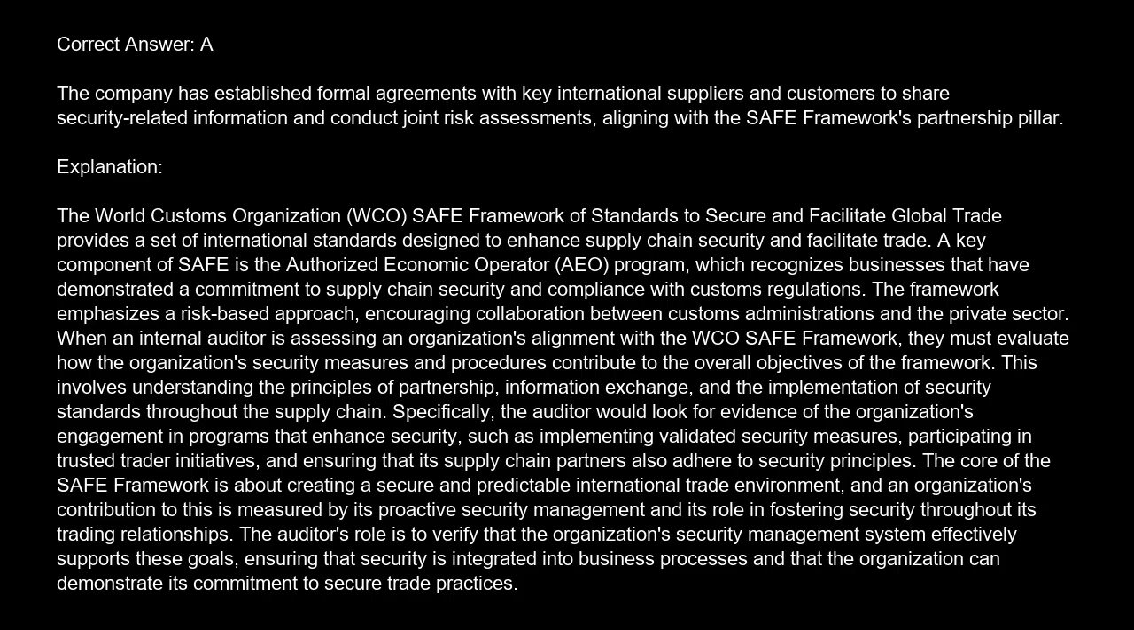When an internal auditor is assessing an organization's alignment with the WCO SAFE framework, they must evaluate how the organization's security measures and procedures contribute to the overall objectives of the framework. This involves understanding the principles of partnership, information exchange, and the implementation of security standards throughout the supply chain. Specifically, the auditor would look for evidence of the organization's engagement in programs that enhance security, such as implementing validated security measures, participating in trusted trader initiatives, and ensuring that its supply chain partners also adhere to security principles.